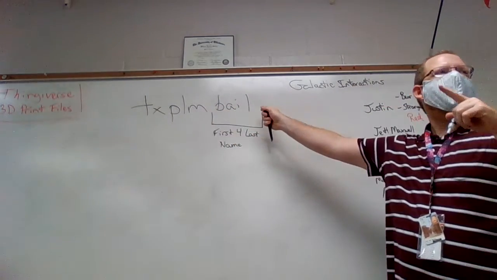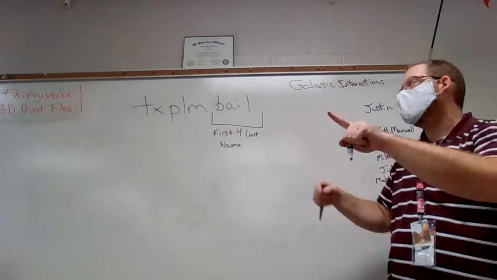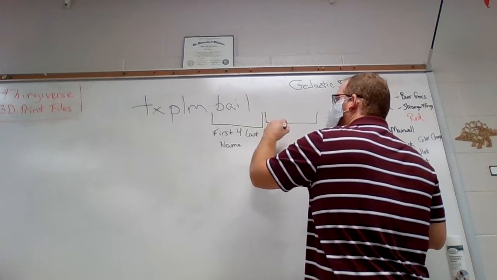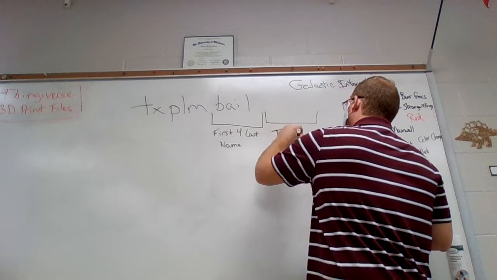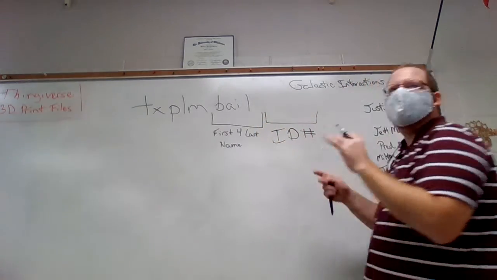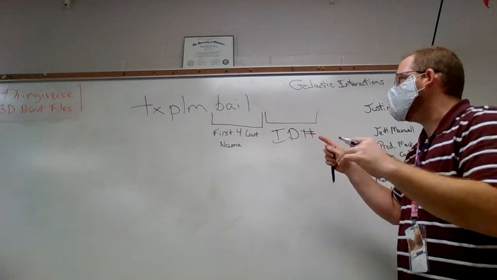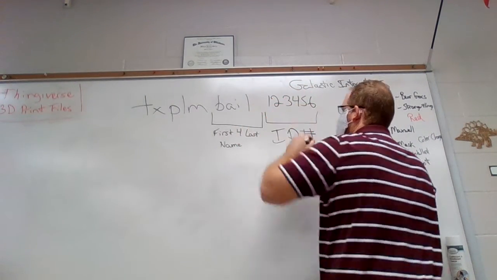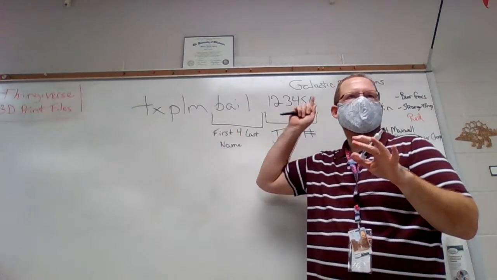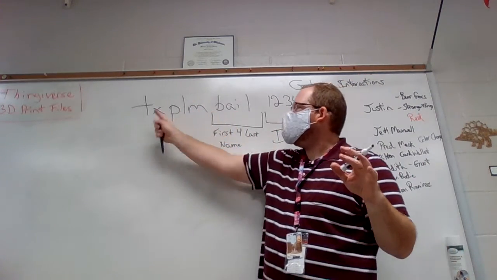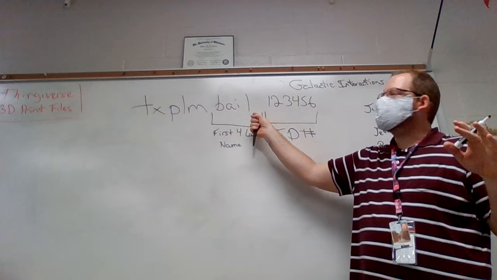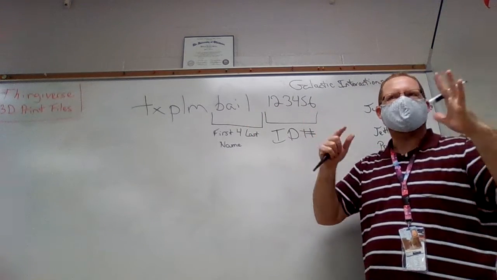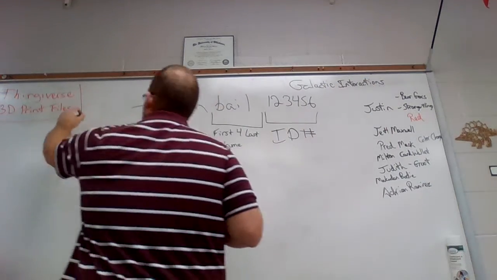TXPLM, BAIL, or the first four of your last name. And then at the end here will be your ID number. No PISD or anything, just your ID number. So I'm just going to put 1, 2, 3, 4, 5, 6. So no spaces. This is your entire username. TXPLM, first four letters of your last name, then your ID number, no spaces altogether. Let me write username.